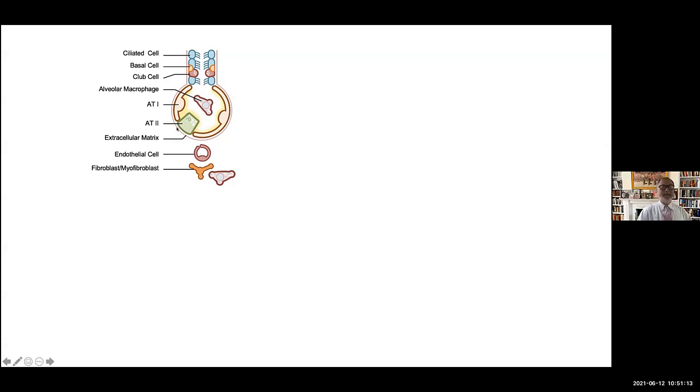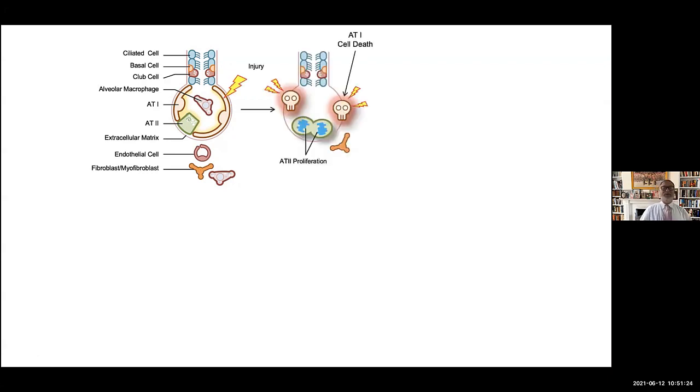There's a little bit of extracellular matrix. There's an endothelial cell that carries the blood, and there's a fibroblast here and there, just to make sure that the lung is structured well. So what happens when there is injury? A type 1 cell dies, a type 2 cell starts replicating to replace the type 1, right? You need it basically because it serves as the reserve.